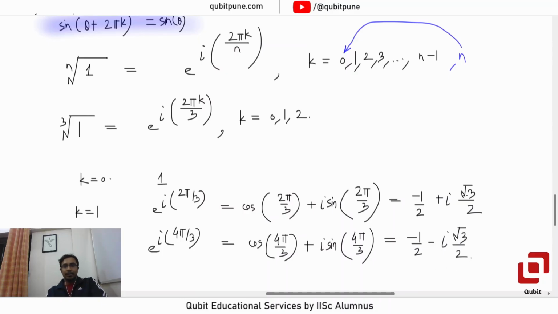Now see, if I call this root omega, this becomes omega squared. Or if this is called omega, then this becomes omega squared. Do you know those two connections? If one of the complex cube roots of one, sorry?